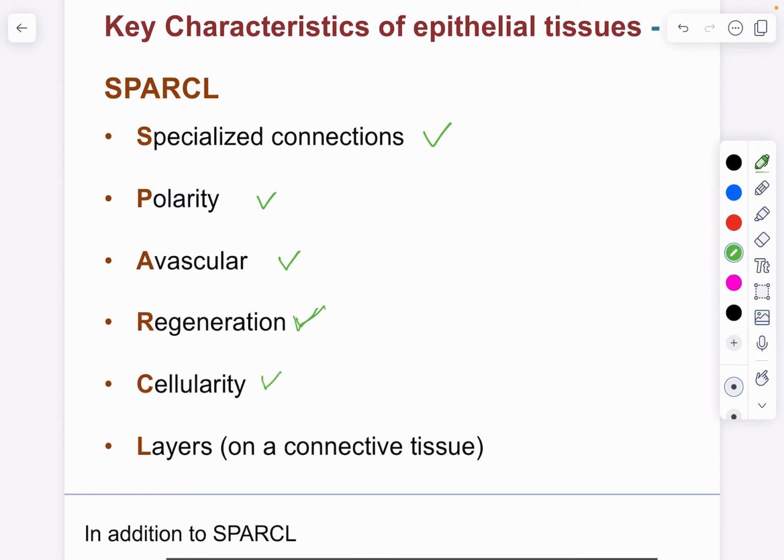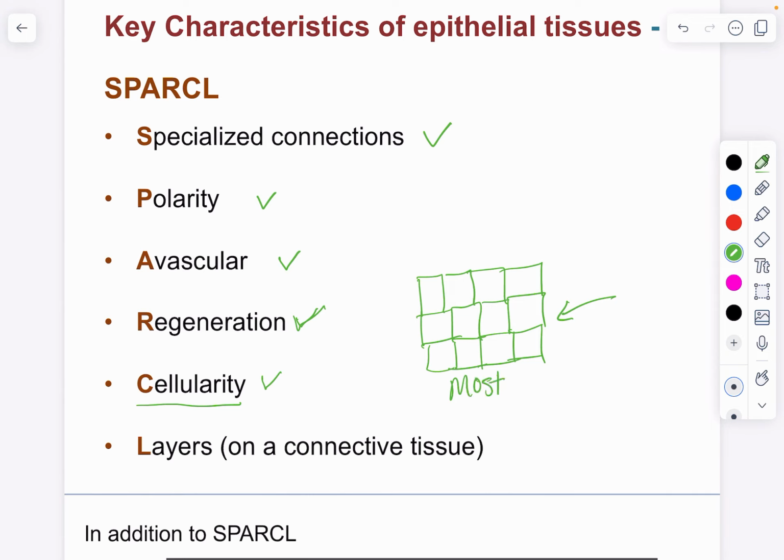Another feature is what's called cellularity. So when you're looking at epithelial tissue, lots of times what you're seeing is cells upon cells upon cells. There are no fibers, there is no matrix, there is no ground substance. It looks like a brick wall. So it is made up of mostly cells. There's not a lot else there. And then I'm going to go on to show you that epithelial tissue exists in layers. So there's either a single layer or there are multiple layers.